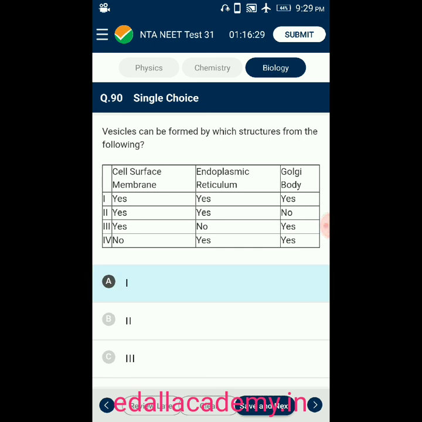The correctly matching one is the first one, cell surface membrane. So the vesicles are formed from all three structures. So the correct option is option A.